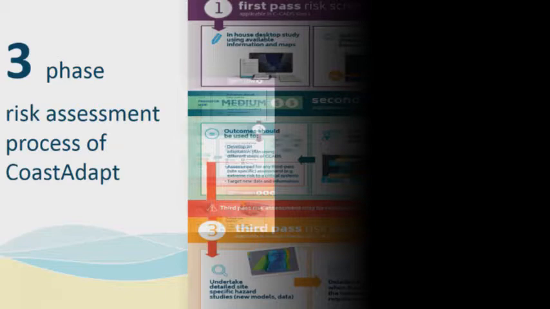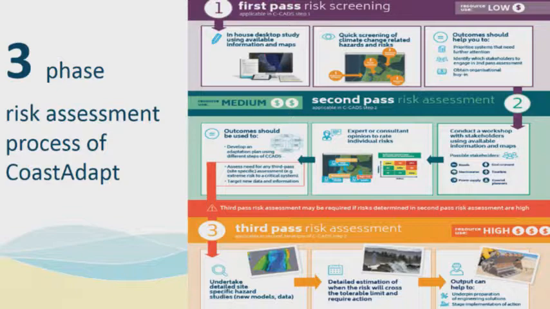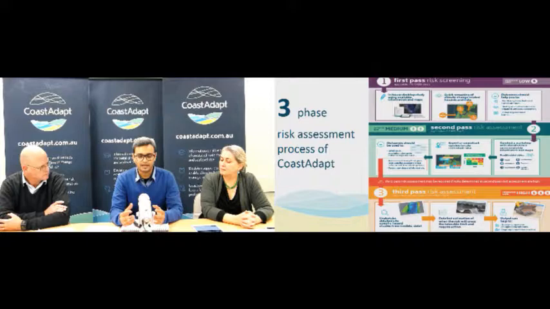Let me first start by showing you how we laid out the risk assessment process in CoastAdapt. So we have 3 levels of risk assessment. First pass risk screening, second pass risk assessment, and third pass risk assessment. So why do we have 3 levels? Mainly because organizations often have limited resources that they can invest in climate change risk assessment type of work. That's why we created a low-cost fast pass risk screening that uses existing national and state level information and can provide users high-level information about their future climate change risk.